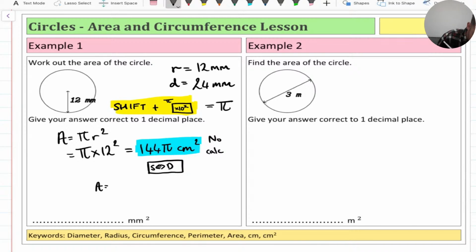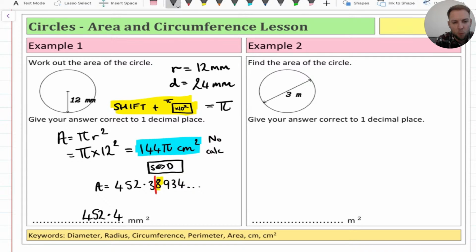So my area is equal to 452.38934... Now it's because it wants it to one decimal place, I'm going to put that there. This is the one that I'm looking at, that 8, which means I'm going to round up. So it's going to be 452.4 millimeters squared. Brilliant. So get that one down in your red book.